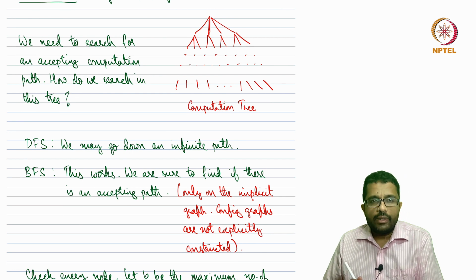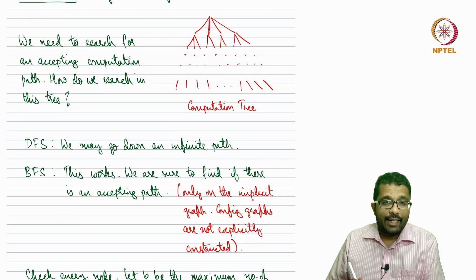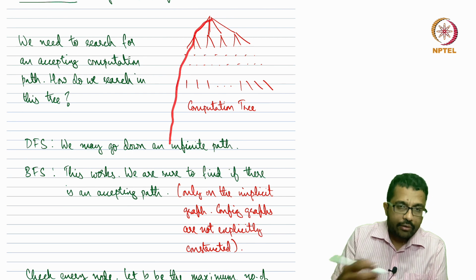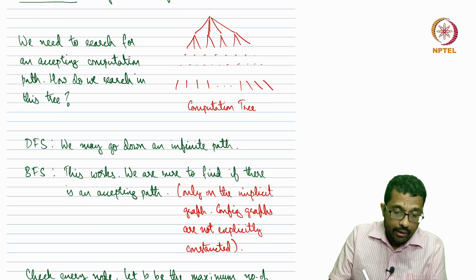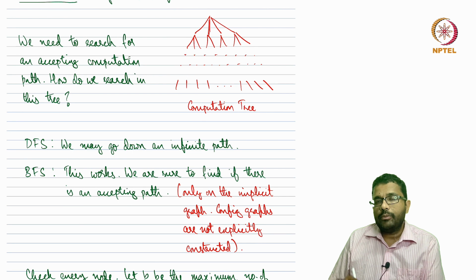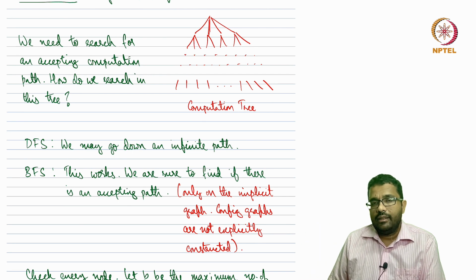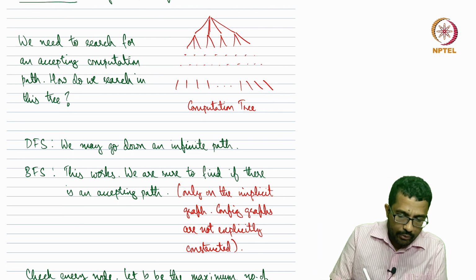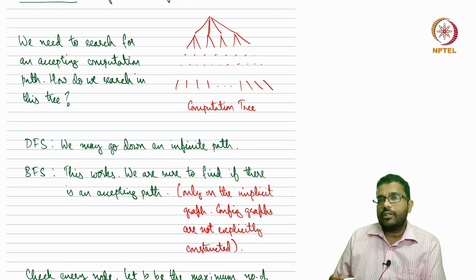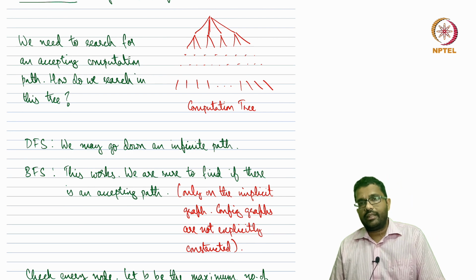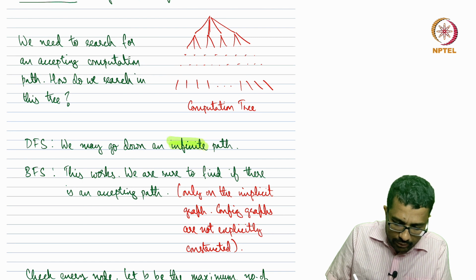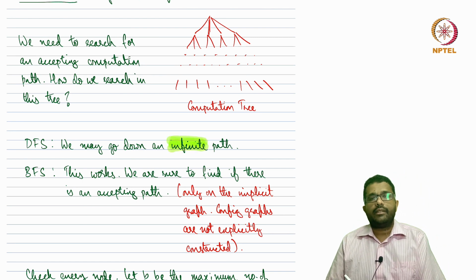The problem with this approach in depth first search is that the first path that you try to go through, or one of the paths that you try to go through, may be an infinite path, right? So it may be an unending path, and you may just get stuck on that path. So you will never be able to get back and try some other paths, and perhaps the accepting computation is in one of those paths, right? So this is an issue with depth first search. We may get stuck on an infinite path.